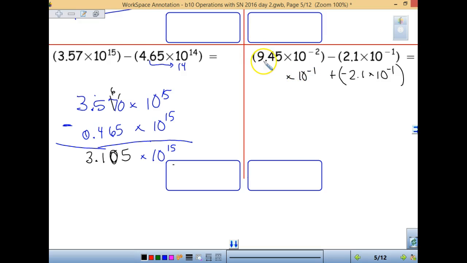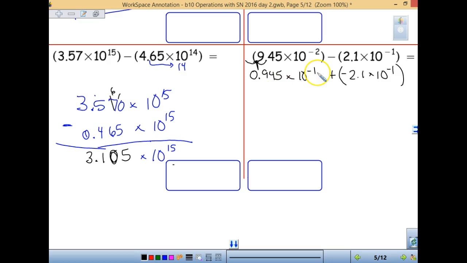So this was telling us to move it 2 places over. What is it going to be when it only has to be moved 1 place? 0.945. Does that make sense? This was saying to move it 2 places. We only want to move it 1 place, so it's going to be here.